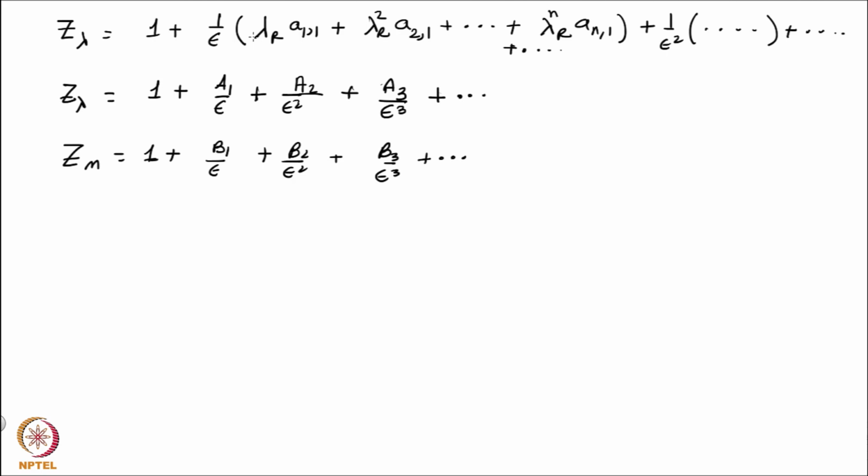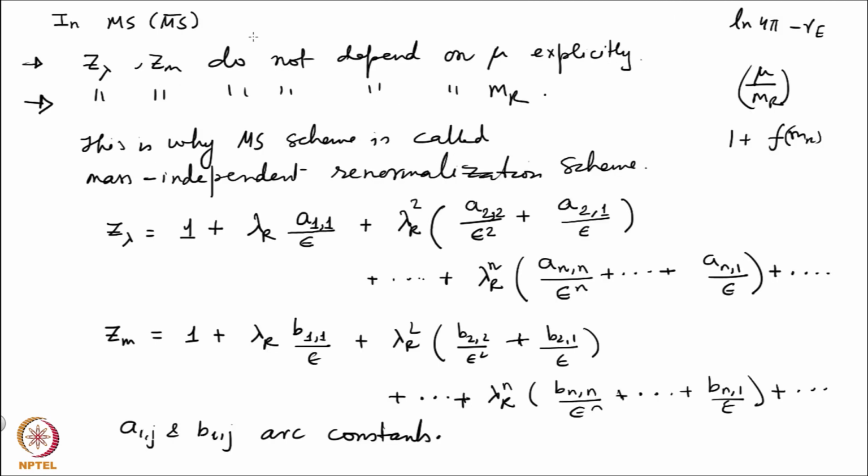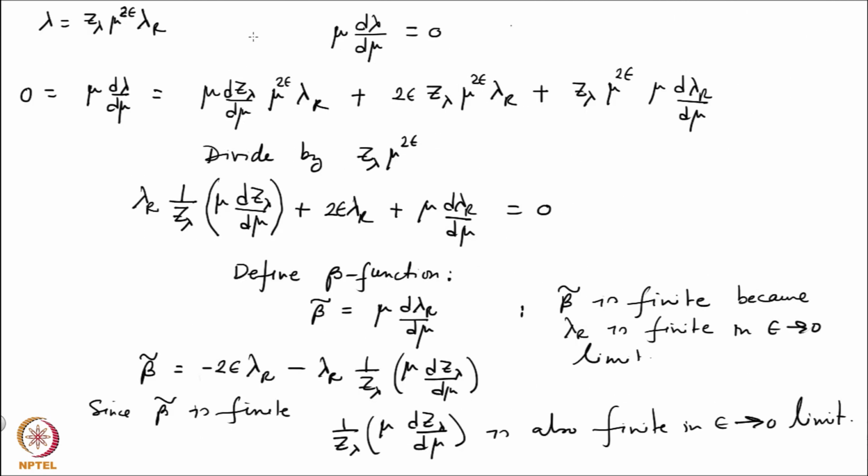Now, before proceeding further, let me first show you that beta tilde, or the beta function, does not depend on mu explicitly in the MS bar scheme. And that is what I am going to utilize later, so let me do that.